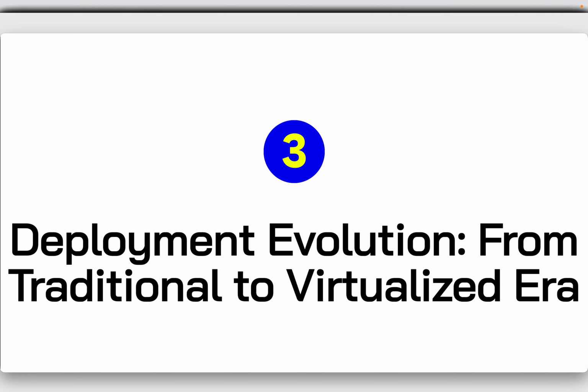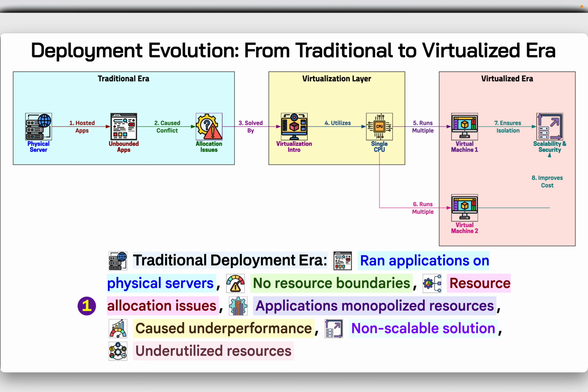Third topic is deployment evolution from traditional to virtualized era. Initially, organizations ran applications on physical servers with no resource boundaries, leading to resource allocation issues. One application could monopolize resources, causing others to underperform. Running each application on a different server was a non-scalable solution with underutilized resources.